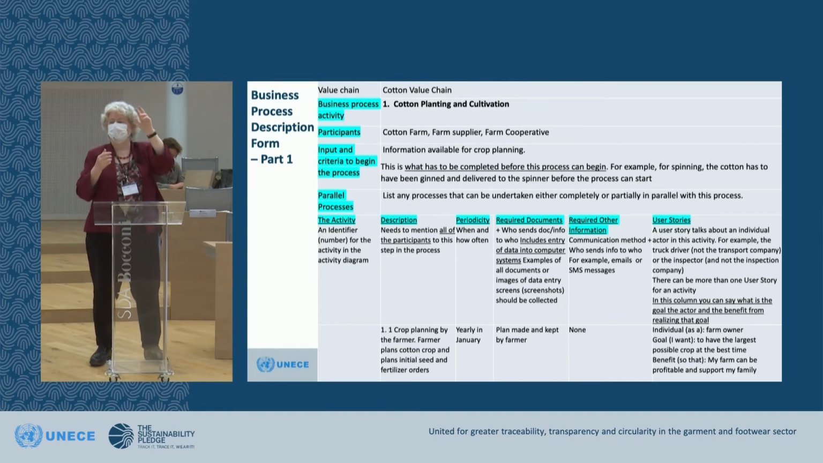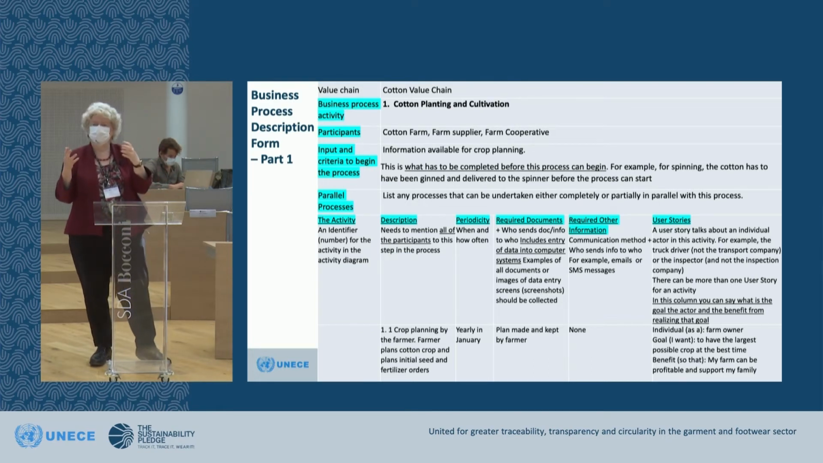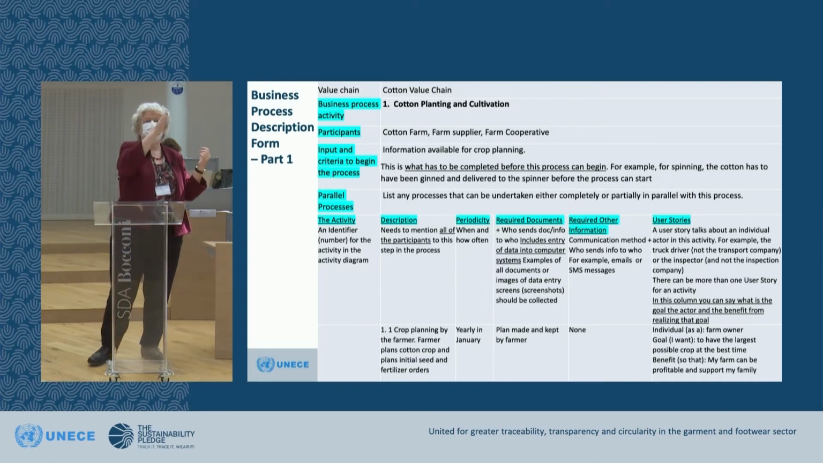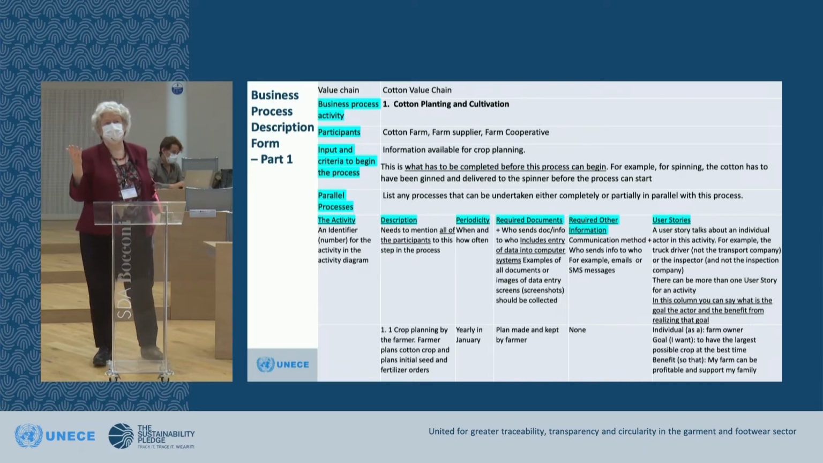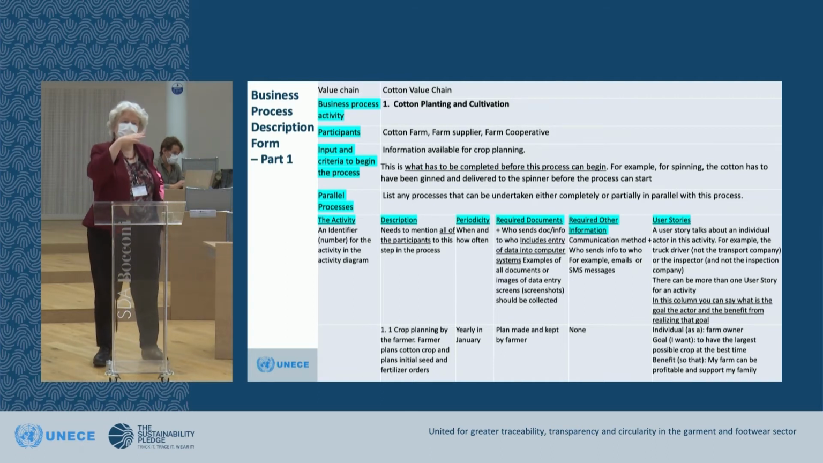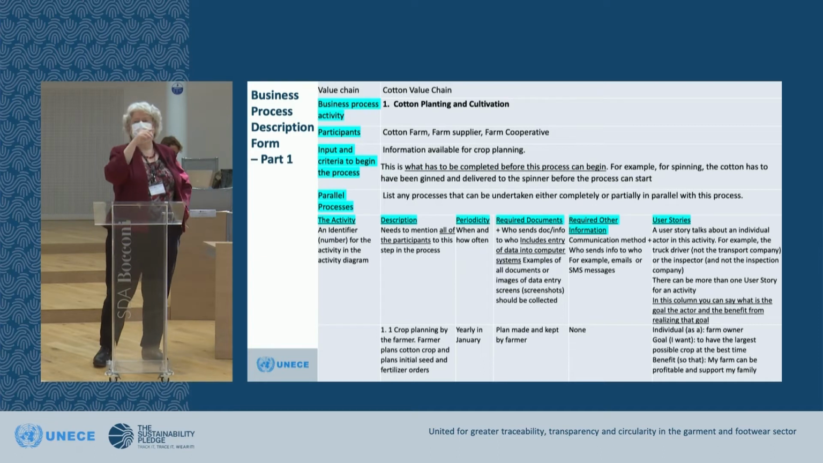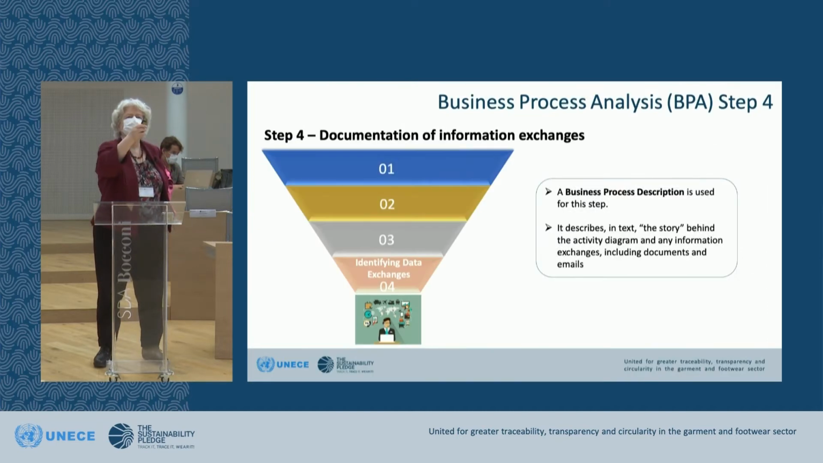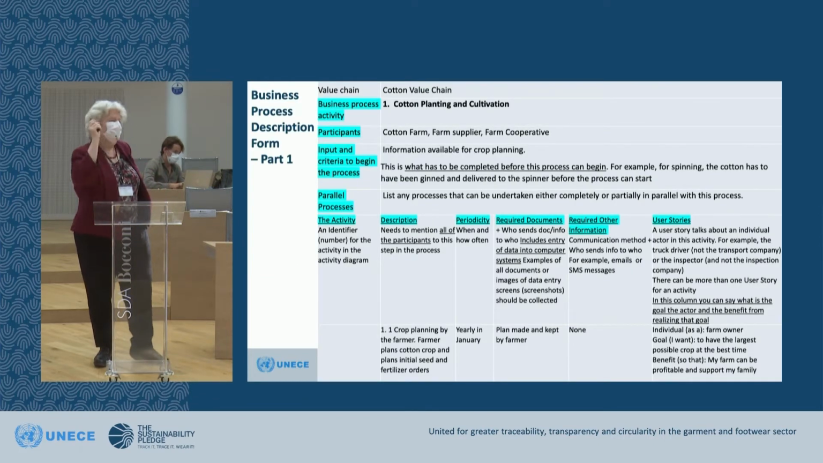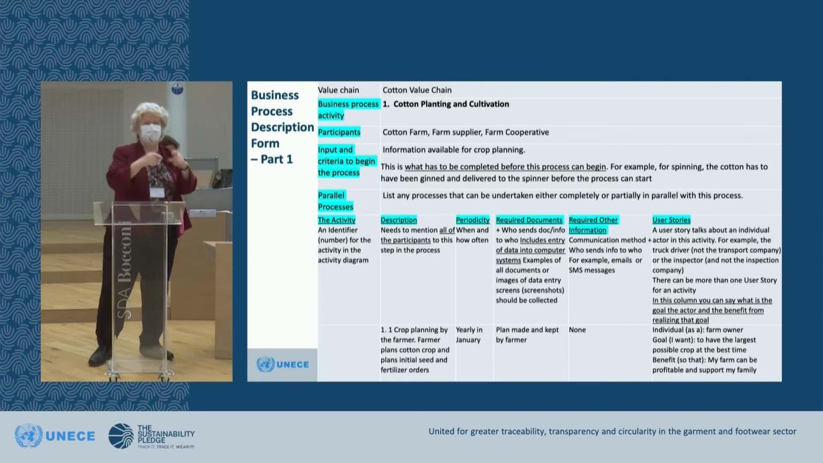And then, are there any parallel processes? Because I mentioned we want to avoid those, but sometimes they can't be avoided. So you have to list the parallel processes and where they overlap, because maybe they don't overlap the entire process. And then in the activity diagram, you probably didn't notice, but each one of those little squares had a number. So like 1.1, crop planning by the farmer. There should be a box in the activity diagram 1.1. This is crop planning by the farmer.